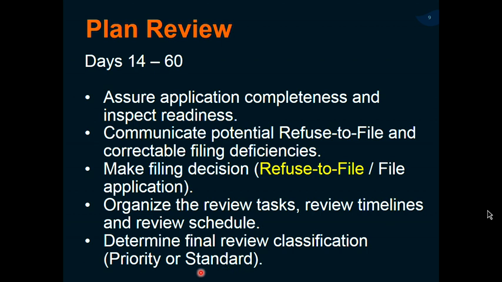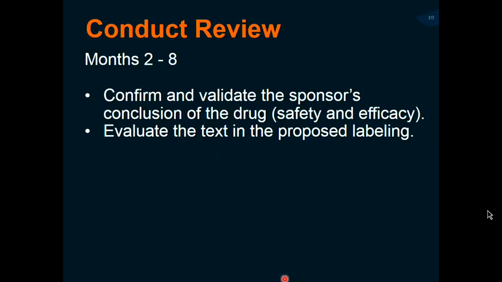Standard is a 10-month review period, and priority is a 6-month review period. For the next 6 months, FDA conducts a review to validate the sponsor's data on whether the drug is safe and whether it is efficacious. And also evaluates the labeling information about the drug.